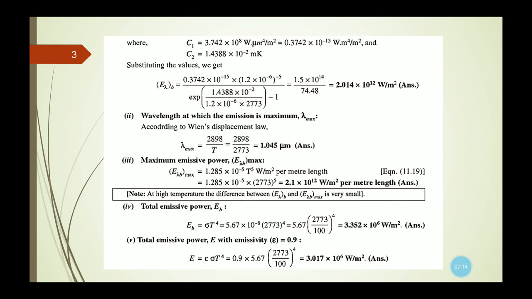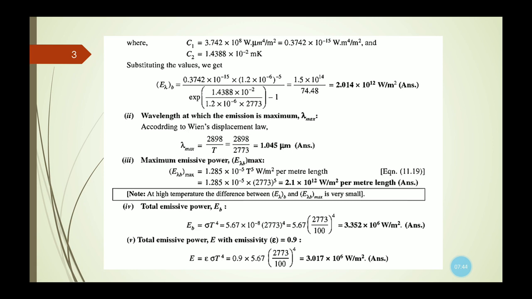Next, we need to calculate the total emissive power. To calculate the total emissive power, the formula is sigma T to the power 4. This is the formula of the Stefan-Boltzmann law that we have studied earlier, which says that emissive power is proportional to the fourth power of its absolute temperature, the emissive power of a black body.